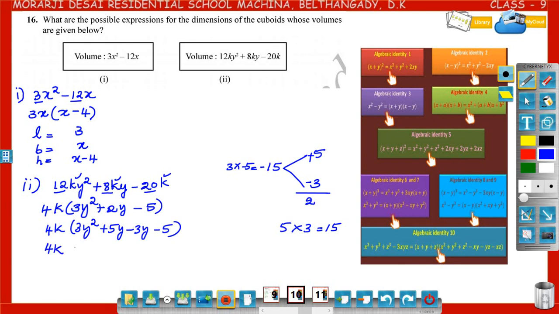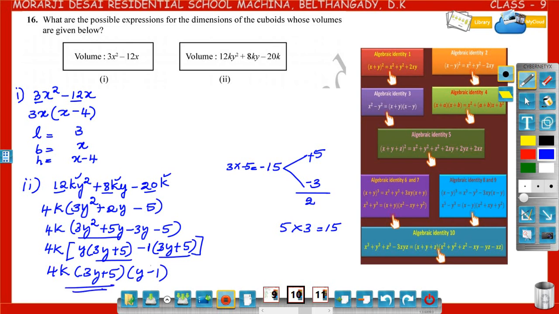Now 4k, write as it is. In the first and second terms the common term is y, so put a square bracket, y, then 3y plus 5. Here nothing is common in minus 3y and 5, so 1 is the common term. So 3y plus 5. Now see here, 3y plus 5, 3y plus 5. 4k write as it is. In these two terms, 3y plus 5 is common. Write it outside, then y minus 1.